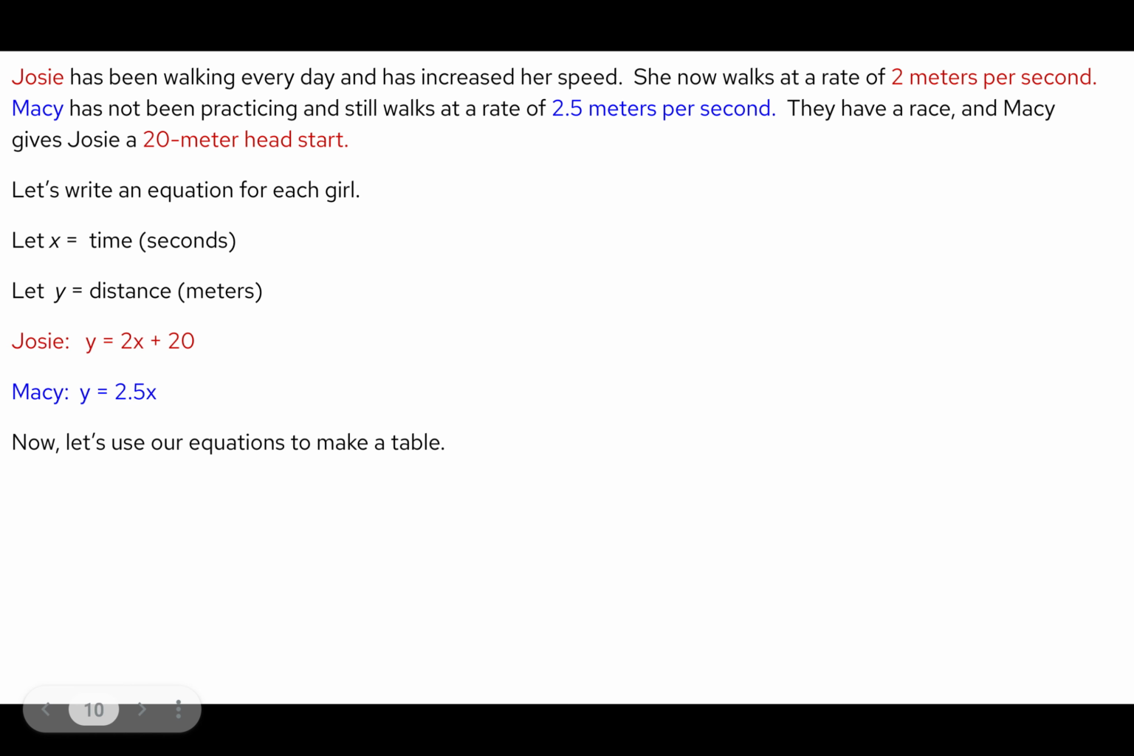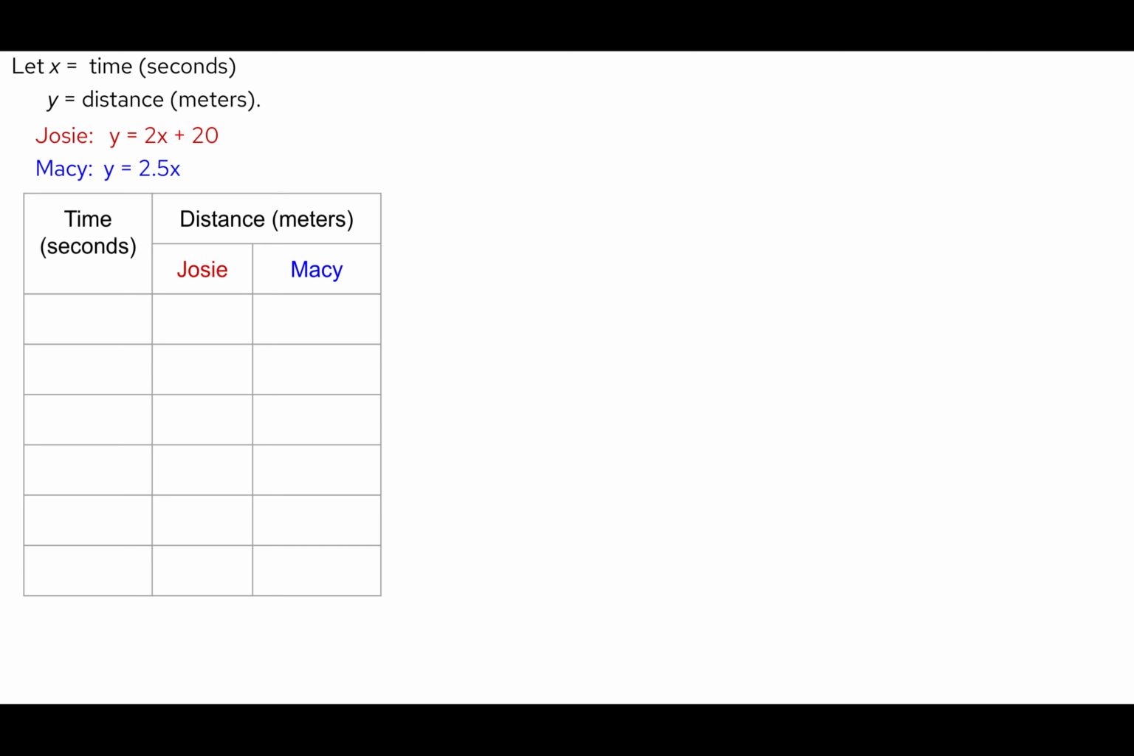Now we're going to use our equations to make a table. Here's our table. Just a reminder that x is always the first column and y is the second column. In the first column, it's our independent variable, and the second column is our dependent variable. So the independent variable is the same for both. So when we're looking at seconds, I decided to count by tens: 0, 10, 20, 30, 40, and 50. So this is independent. This is the same for both Josie and Macy, but the difference is their distance.